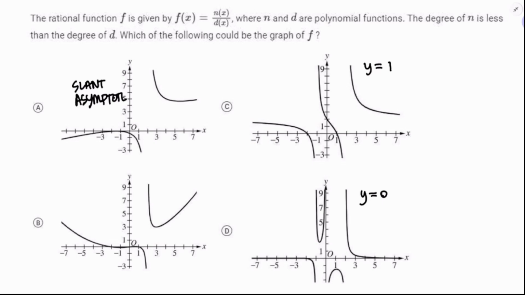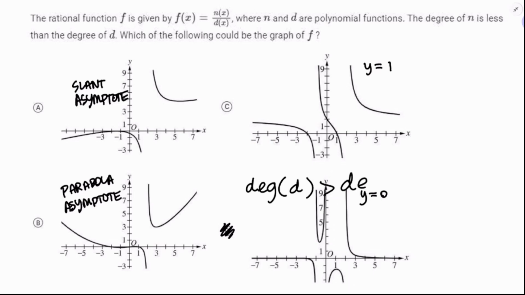I'm going to take this problem a little farther. This one has a parabola-shaped asymptote. I don't even know if asymptote is the right word, but it's got a parabola-shaped end behavior. All right, so what I am going to say about this is that for y equals 0, that's my right answer. That's where the degree of d is greater than the degree of the numerator, which is what they told me. They told me that the degree of n is less than the degree of d.